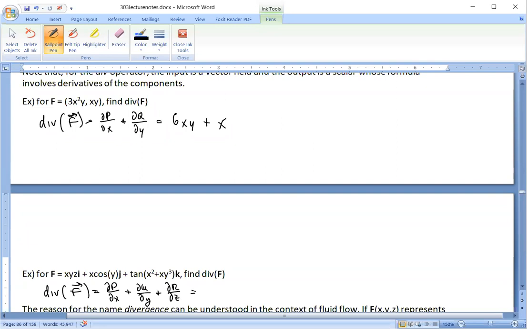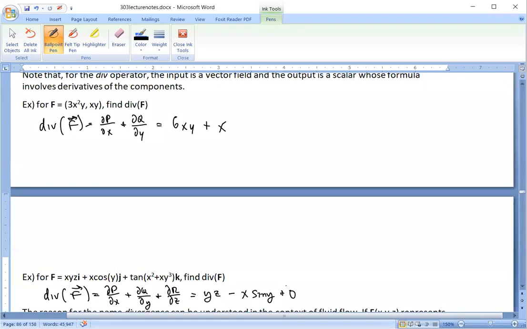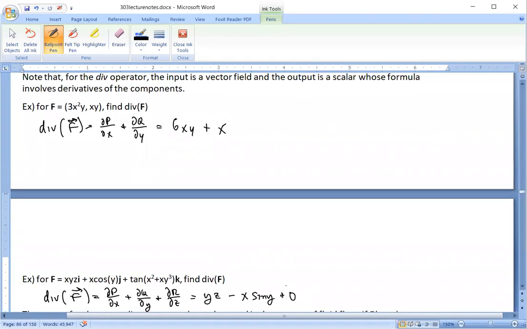P is the first component, d/dx of that, you just get yz. Q is the second component, which is x cos y, d/dy of that, minus x sin y. R is the third component, tan of x squared plus xy cubed. d/dz of that, well, there's no z in there, so it's just a constant, plus 0. Just to remind you that we've done it. So there's the divergence. And again, it's a function, but it's a scalar. So that's how we calculate divergence.